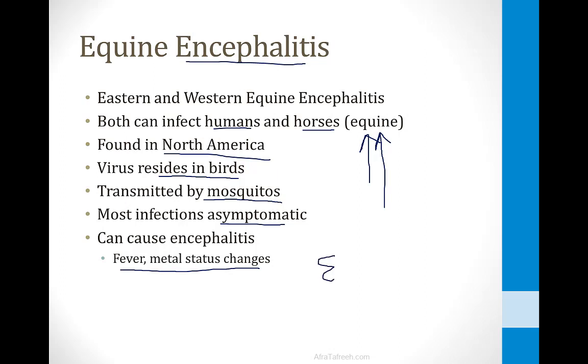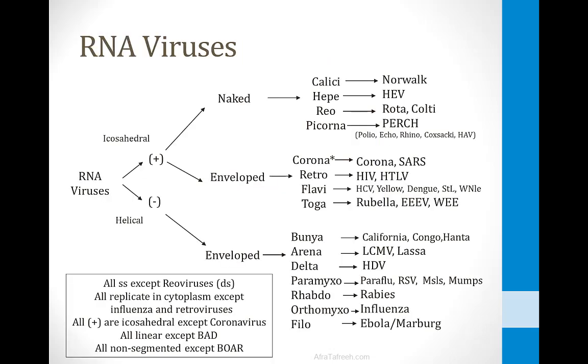People often call it triple E, and it's much feared because the encephalitis from this virus tends to be more severe than the others. So back to our overview slide, we began by going through all of the naked RNA viruses, and we just finished going through all of the positive sense envelope viruses, which included coronavirus, the retroviruses, the flaviviruses, and the togaviruses. So now what we're going to do is go through the negative sense viruses.